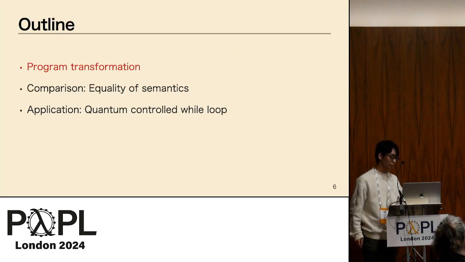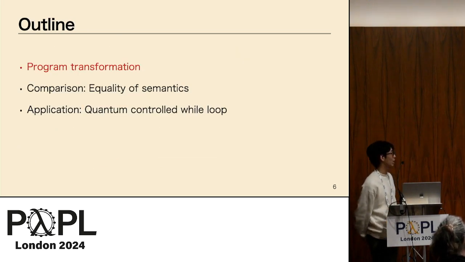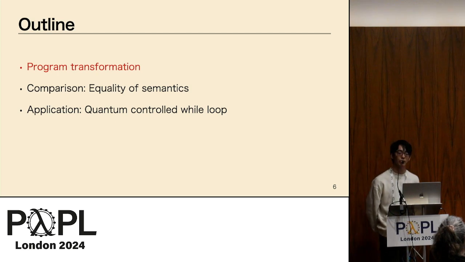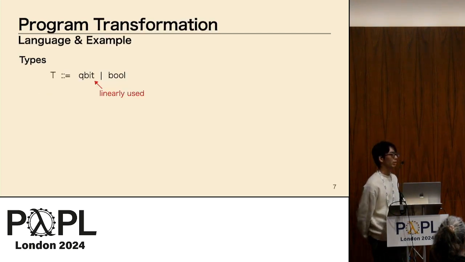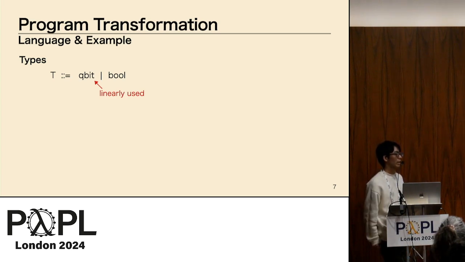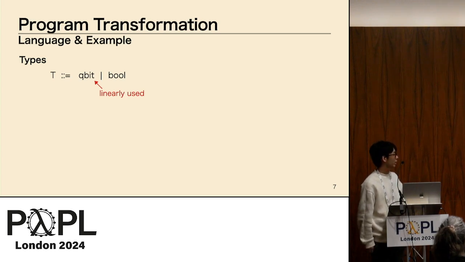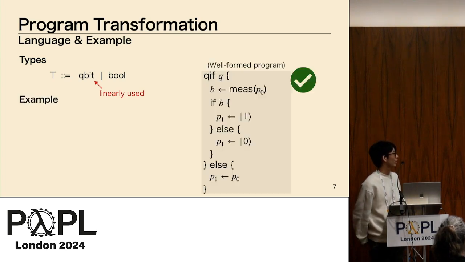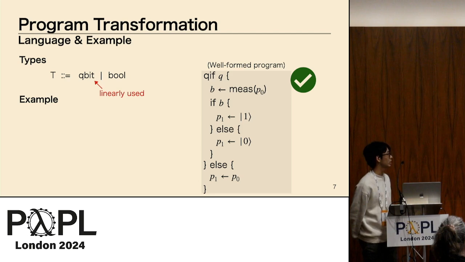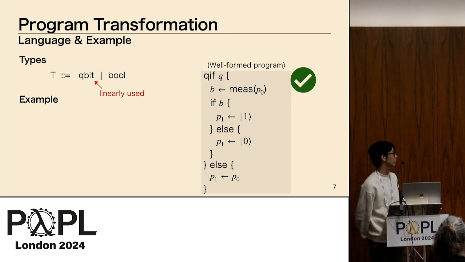Right, so let me talk about the program transformation algorithm first. The language we want to consider has only two types, which is quite simple. The one is the qubit, and the other is Boolean. And we have to use this qubit linearly. And the example we want to consider looks like this.